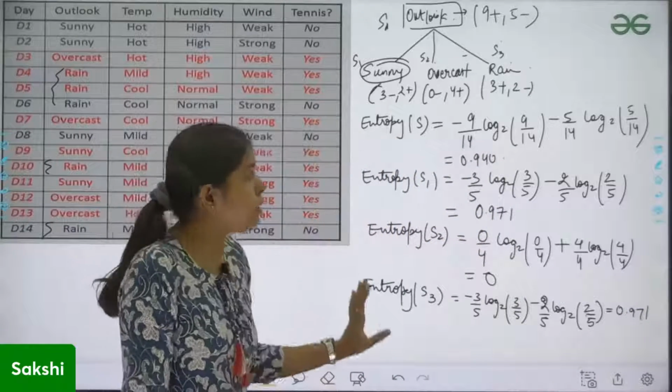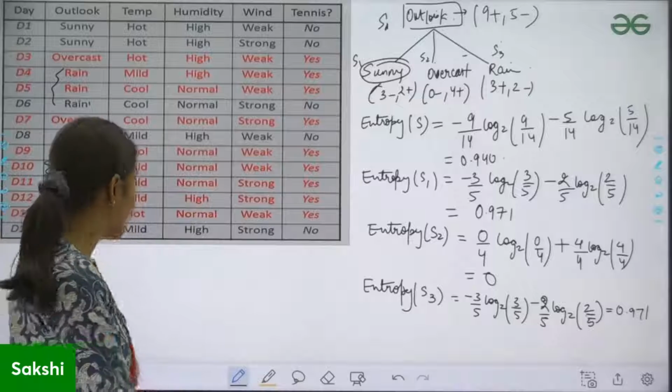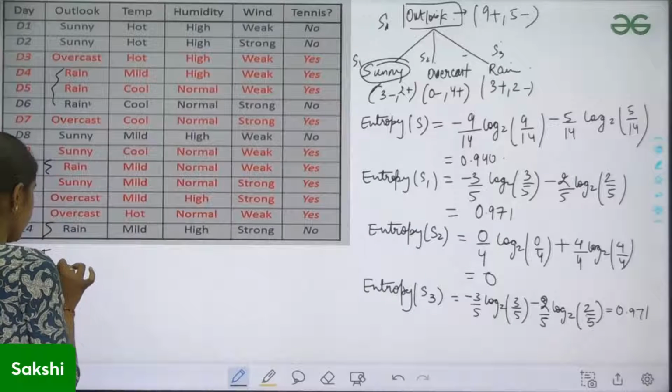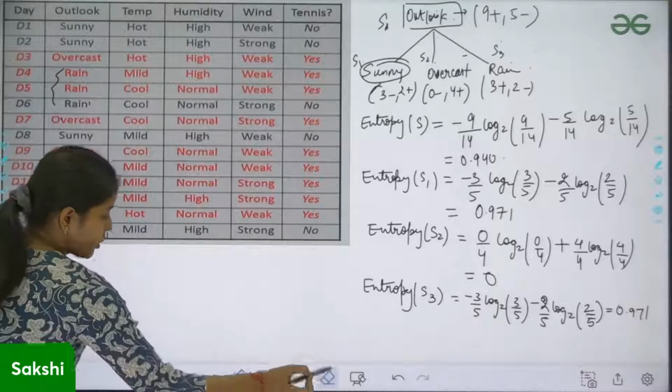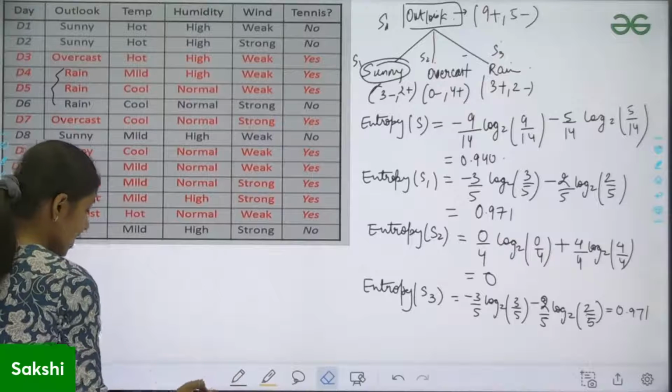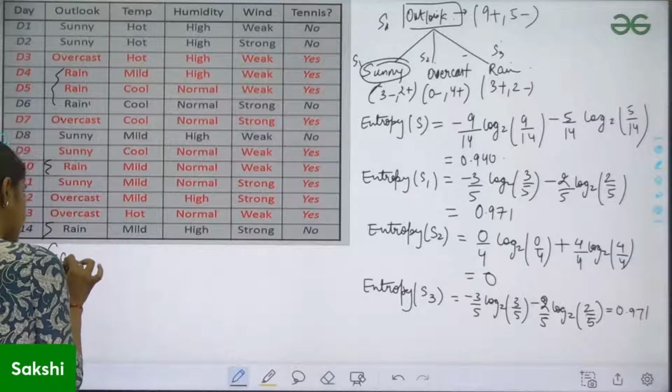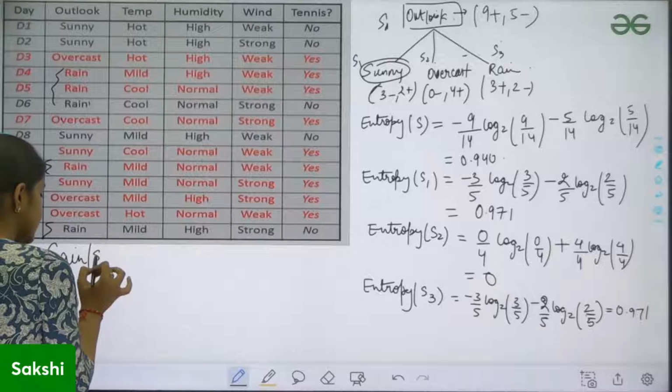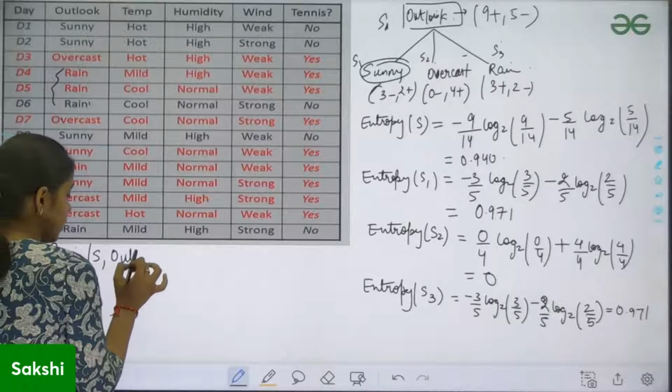Now you can find out information gain for this case. What is the formula for information gain? We have solved so much about this gain. So I am trying to find out gain of set S using the feature outlook.